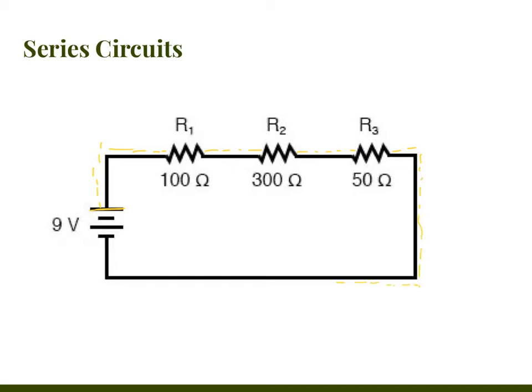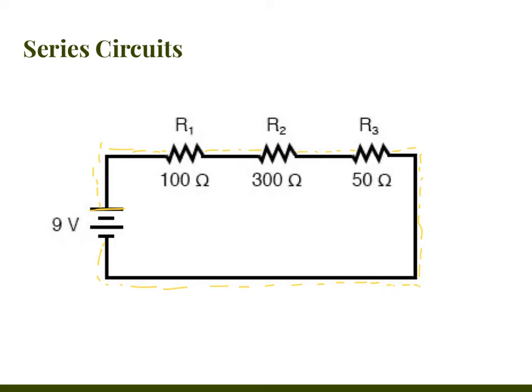So the electrons travel in one path all the way around. That is a series circuit. You could think of series as things that come one after another, like a series of episodes, a series of books, a TV series. That's what a series circuit does: it takes those resistors and they come one after another.